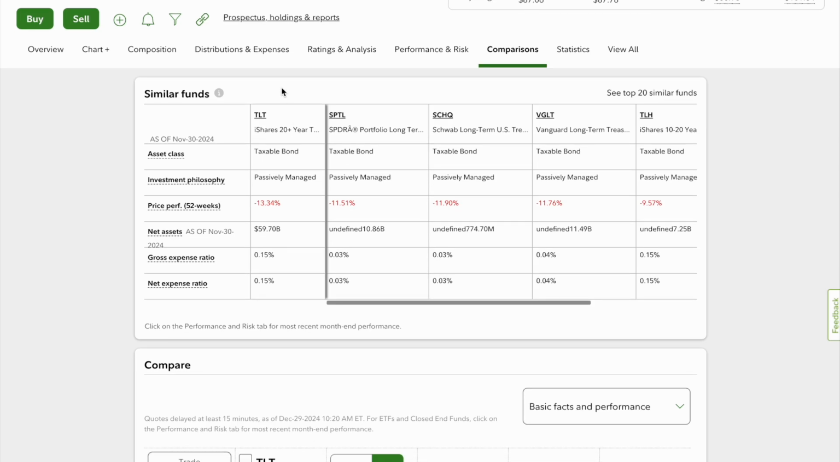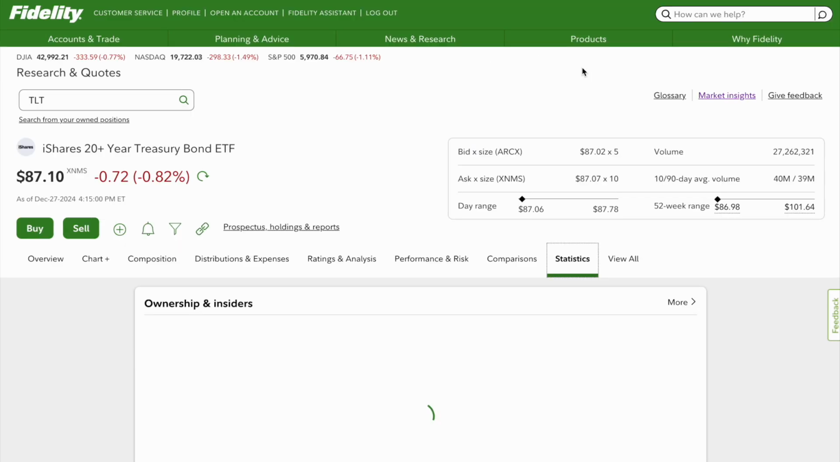Looking at comparisons here, if you just want to see other competition, you have TLT listed just in this bar right here. You have SPTL, which is passively managed as well, and you can see the price performance. And then you have SCHQ, which is the Schwab long-term U.S. Treasury ETF, very similar. Vanguard has their own version. iShares have their own version. Every single company that you see is going to have their own version of this.